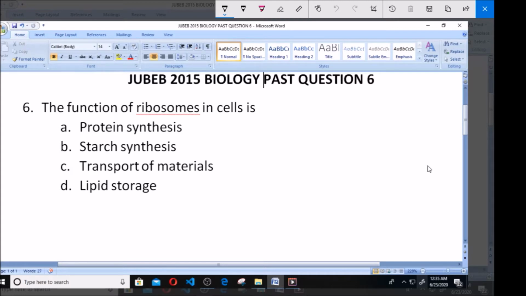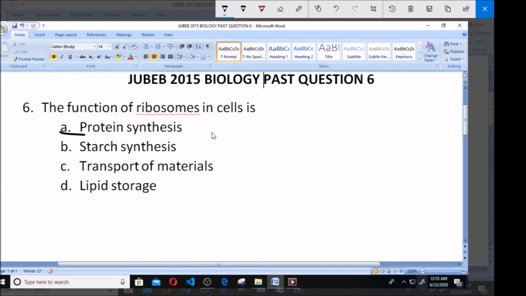Question 6. The function of the ribosomes in the cell is: A. Protein synthesis, B. Starch synthesis, C. Transport of materials, D. Lipid storage. The correct answer here is A.